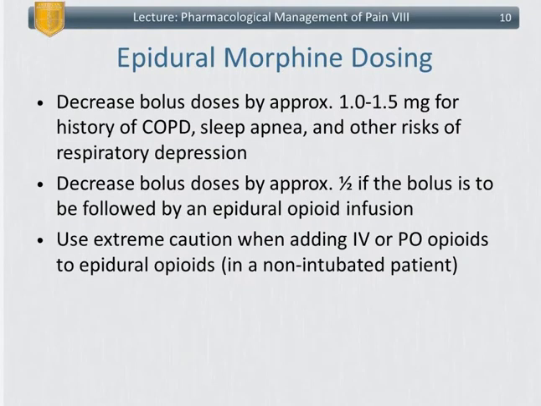If the patient has diseases such as COPD, sleep apnea, or other risk for respiratory depression, you'd want to decrease your epidural morphine doses. This is, decrease the bolus. If you're going to follow a bolus with a continuous infusion, then your bolus dose would typically be reduced by half. And you've got to be really careful if you have a patient on epidural and you're thinking of adding IV or oral opioids and the patient isn't intubated, meaning they don't have a controlled airway. So use real caution when mixing opioids from different routes like that.